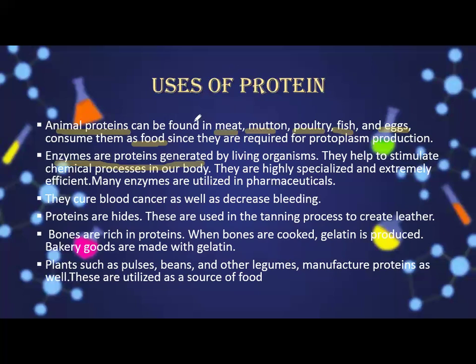So this is all about the uses of protein: what protein is, how protein is formed, what an amino acid is, what type of linkage is present between amino acids, what the sources of protein are, and what the basic uses of protein are in and around our body. I hope you understood all the topics very clearly.